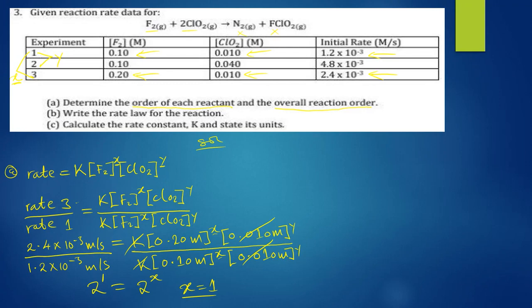So for the first part, order for fluorine concentration is 1. Then you're done for the first part, like that. So this is our answer for the first part. Just for they are saying for each order. And then we're having 2 concentrations here, so we are just done for fluorine.